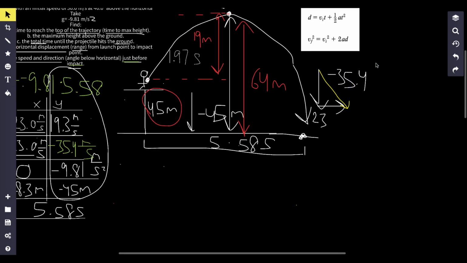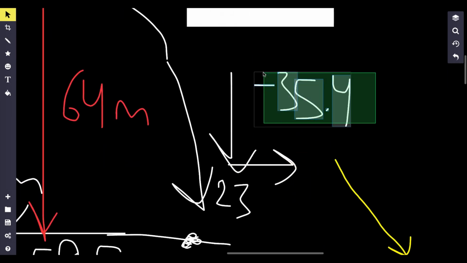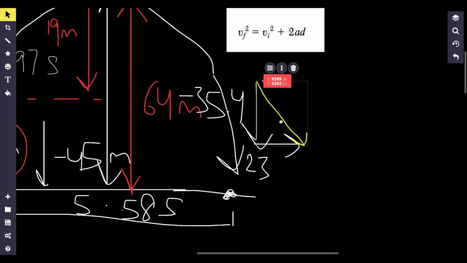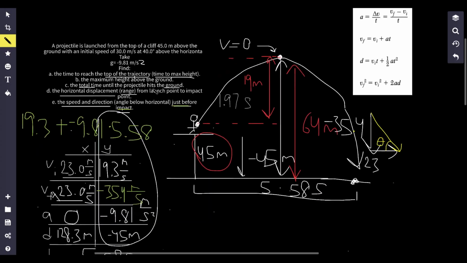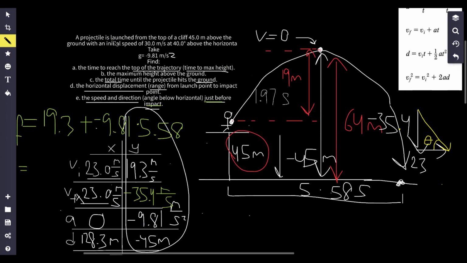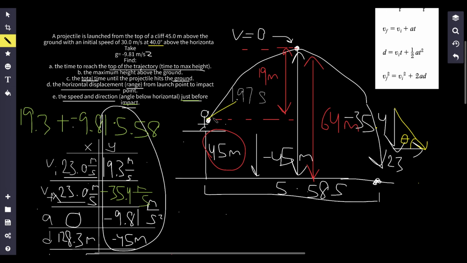So I have to make this a little bit clearer, but our y velocity is going to be negative 35.4 downwards, and then the x velocity is going to be 23 meters per second to the right. So all we have to do is solve for the length of this hypotenuse as well as the direction, or you can say this angle right over here. We also have to solve for this angle, because initially, you can see how the projectile was launched from the top of a cliff at 40 degrees. So it gives you the angle at which it was launched, 40 degrees.